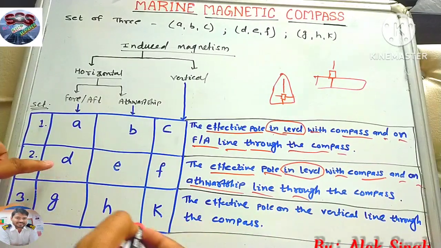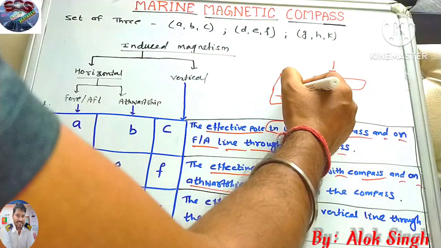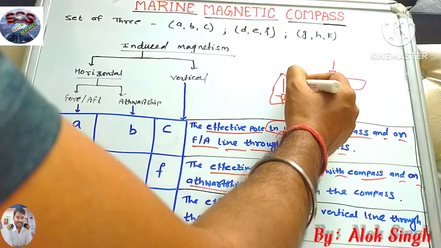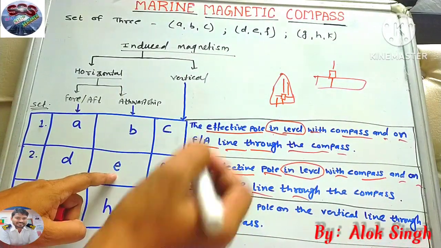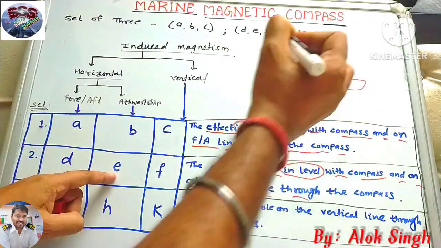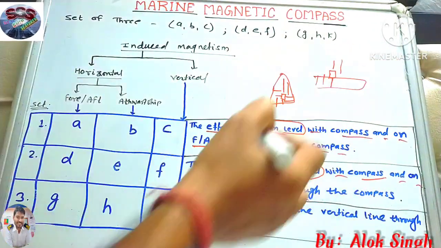So what is the athwartship line? Like D is fore and aft, but in athwartship, it is in level but not exactly in line with the compass. It might be somewhere here, might be somewhere here. And for E, it might be somewhere here, might be somewhere here. F, it might be somewhere here, might be somewhere here.